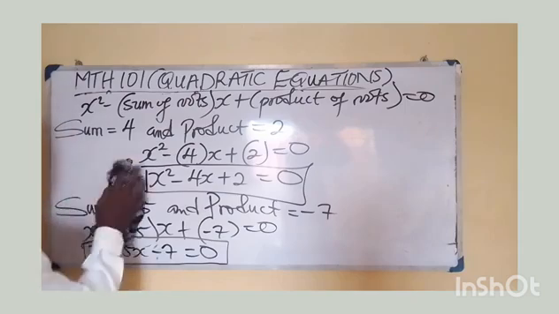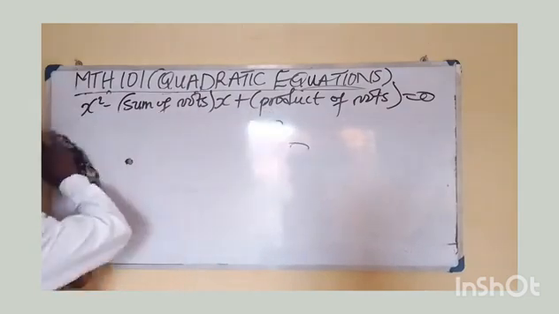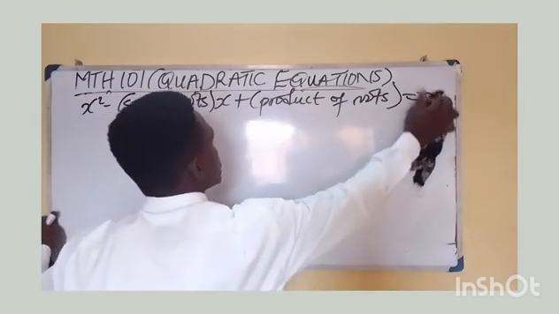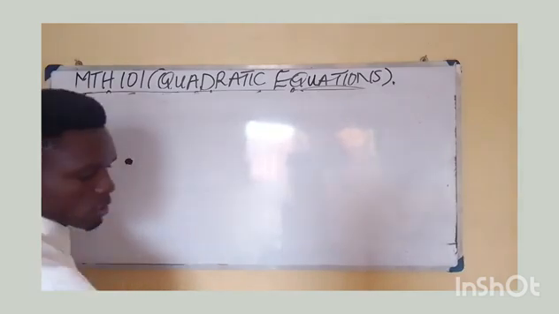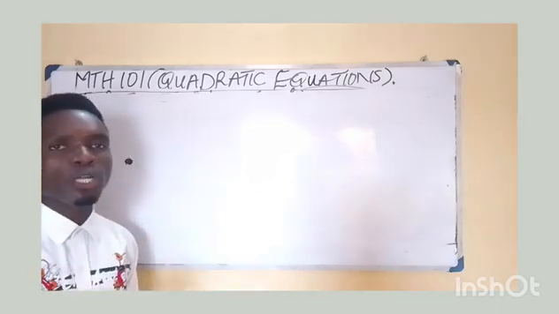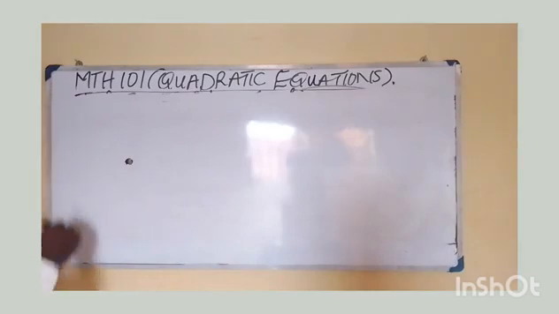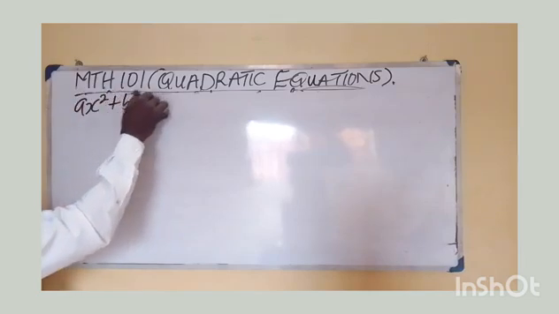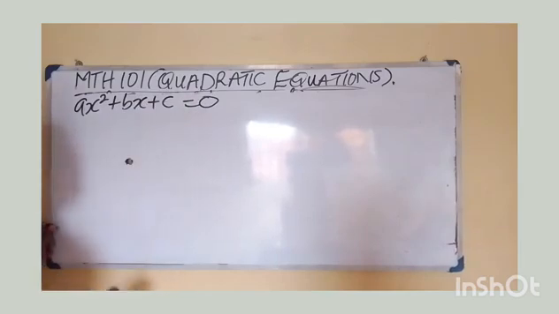So I've taught you how to get the quadratic equation from given roots, and how to also get the quadratic equation when the sum and product are given. So we're also going to look for the sum of roots and product of roots when a quadratic equation is given. If I have for example ax squared plus bx plus c all equal to 0, this is a general quadratic expression.